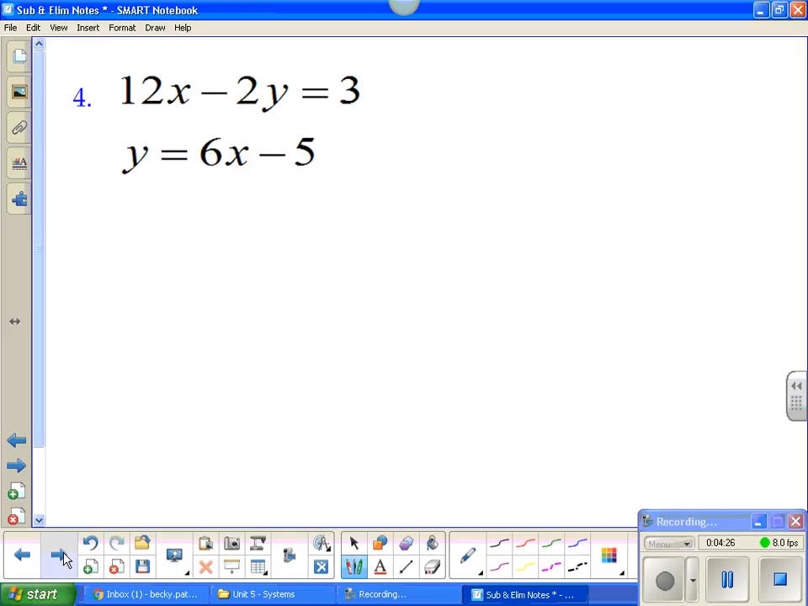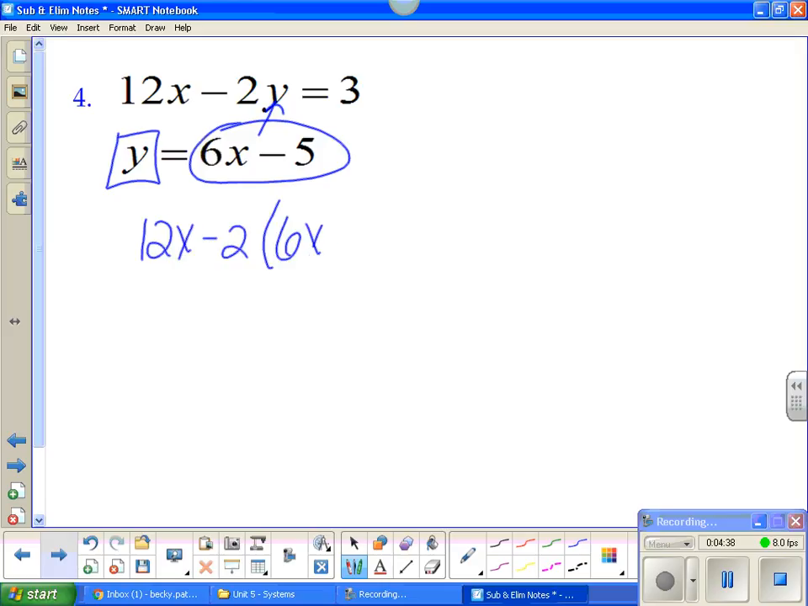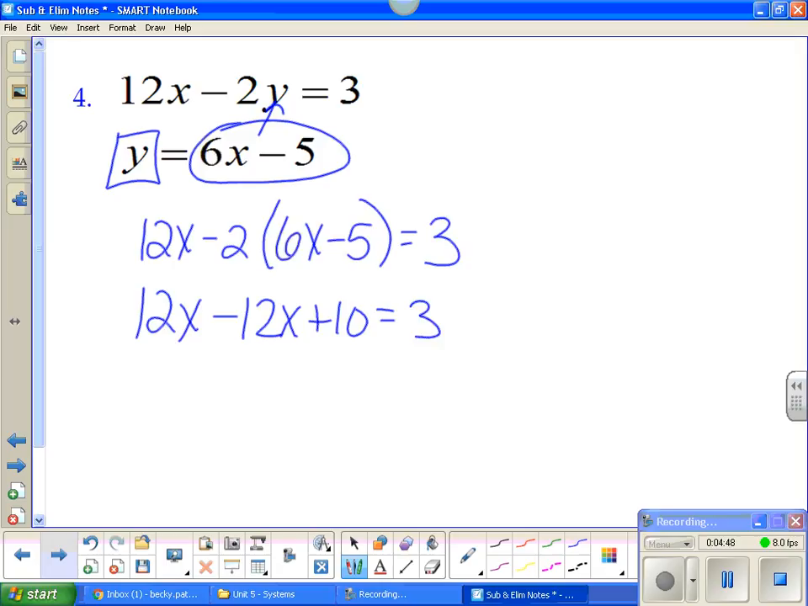Okay, number 4, again, this is my variable that's by itself. This is what I'm going to use to substitute. So I find my y, and I'm going to plug that in. And then I'm going to distribute my negative 2. Watch your signs. Okay, and then what happens? I have a 12x and a negative 12x, and they are going to cancel and completely cross each other out. This is what I'm left with. I don't have any x's, any y's.